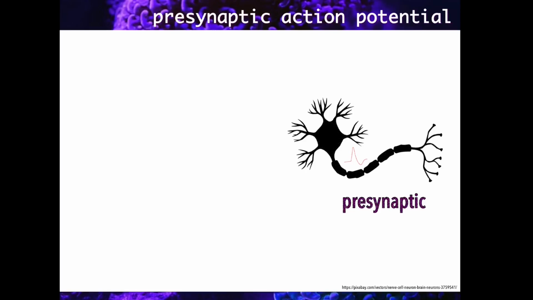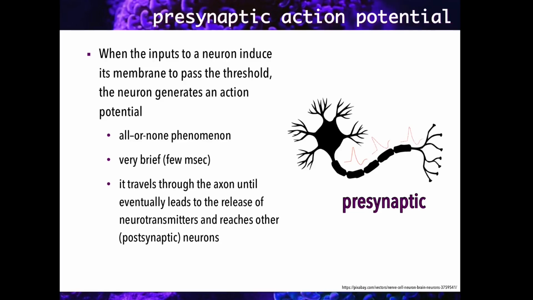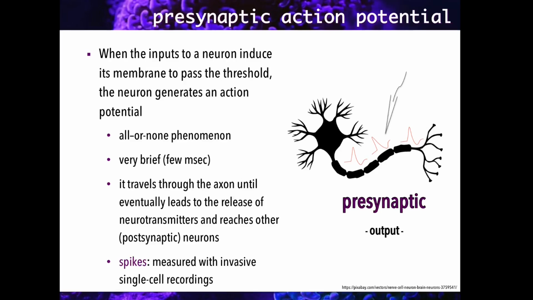The presynaptic action potential is the one a neuron generates in its axon. When the inputs to a neuron induce its membrane to pass a threshold, the cell generates an action potential. This action potential is not a gradual response, but an all or none phenomenon, that is, it either happens or it doesn't. It is a very fast response, as it happens in just a few milliseconds, and the depolarization of the action potential spreads down the axon until it reaches the axon terminal, where neurotransmitters are released. We can measure these using invasive electrodes. These single-cell presynaptic action potentials are usually termed spikes and represent the output signal of a neuron.